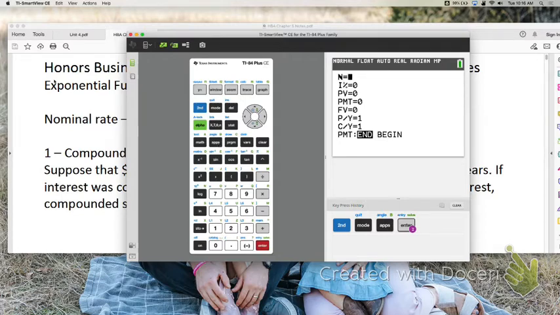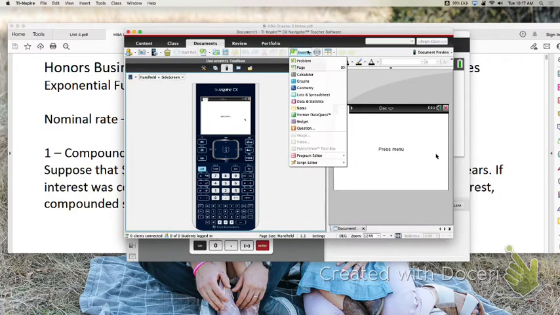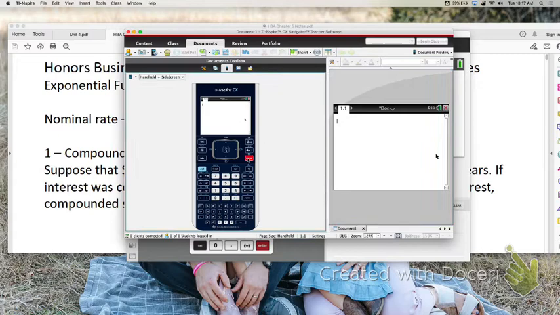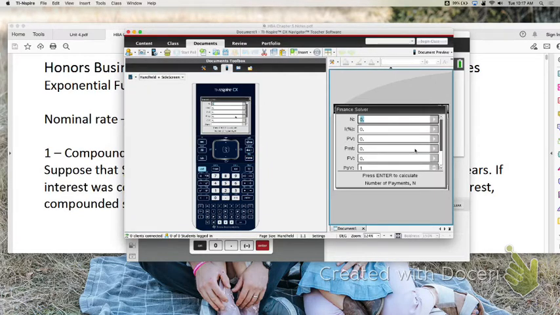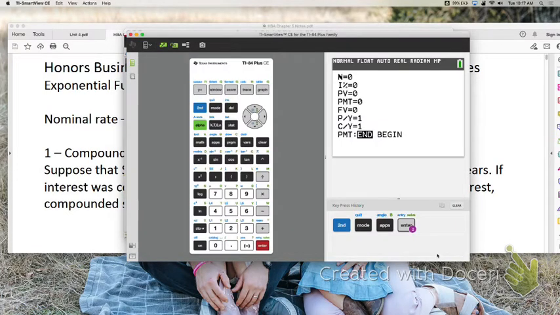Okay? Inspire people, if you are in your normal calculator part, you are going to go to menu. There is a finance part of your menu, and you are going to use the finance solver. That is the same thing as their TVM. So we should all have a screen up that looks either like this for the Inspires or very similar for the 84s. Are we all there?